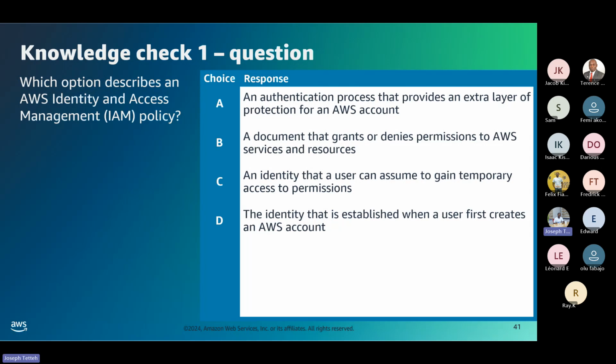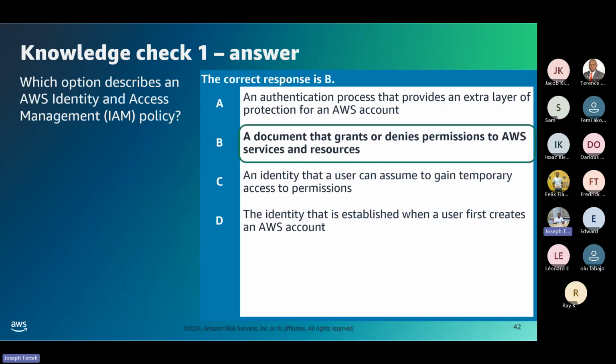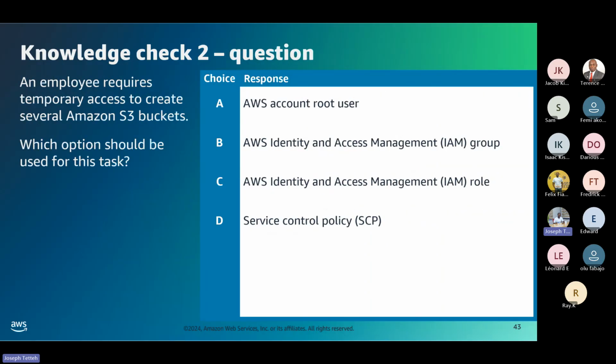Okay, I see B from a lot of people. So yes, the answer is B. All right. An employee requires temporary access to create several Amazon S3 buckets. Which option should be used for this task?